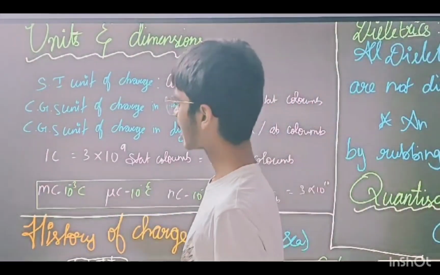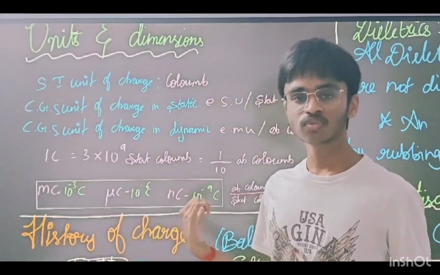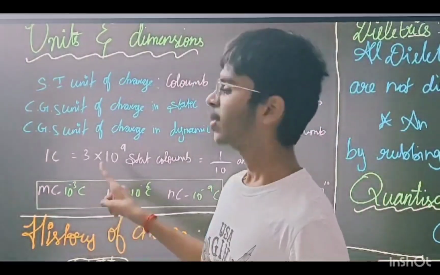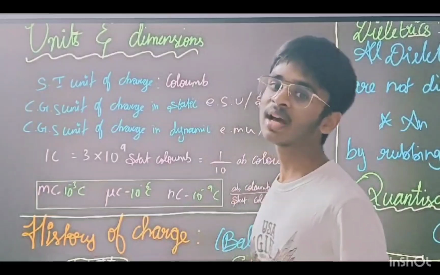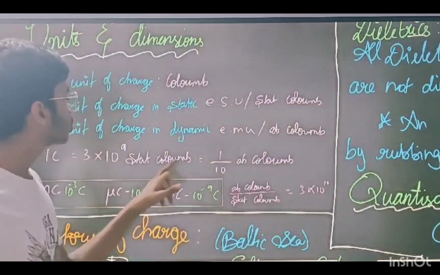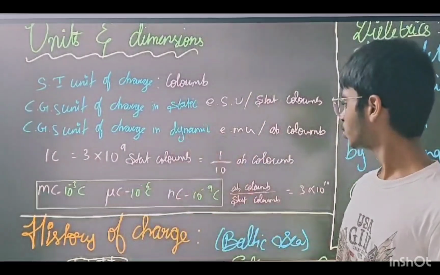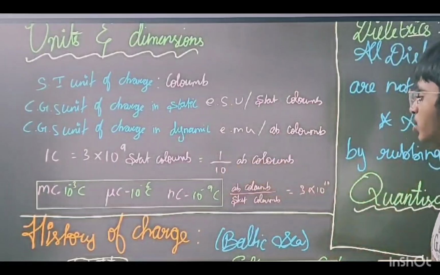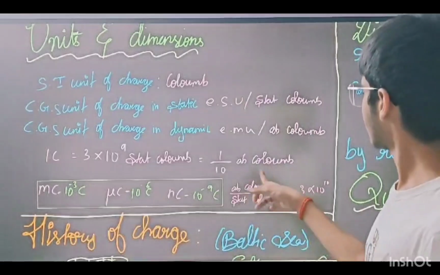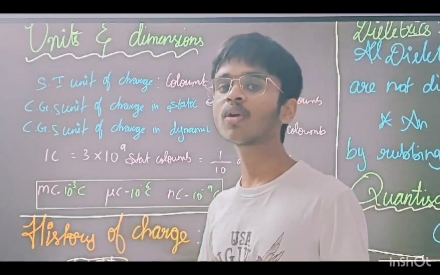And the relation between them is that 1 Coulomb is equal to 3 into 10 to the power of 9 stat Coulomb, which is further equal to 1 by 10 into absolute Coulomb, ab Coulomb. Make sure that you know this relation. It can be asked in your examination as a 1 mark question. What is the relation between stat Coulomb and absolute Coulomb? Or they can ask it as divide absolute Coulomb by stat Coulomb. That means what is it going to be? It is going to be 3 into 10 to the power of 10. When you are dividing absolute Coulomb by stat Coulomb, then it is going to be 3 into 10 to the power of 9.